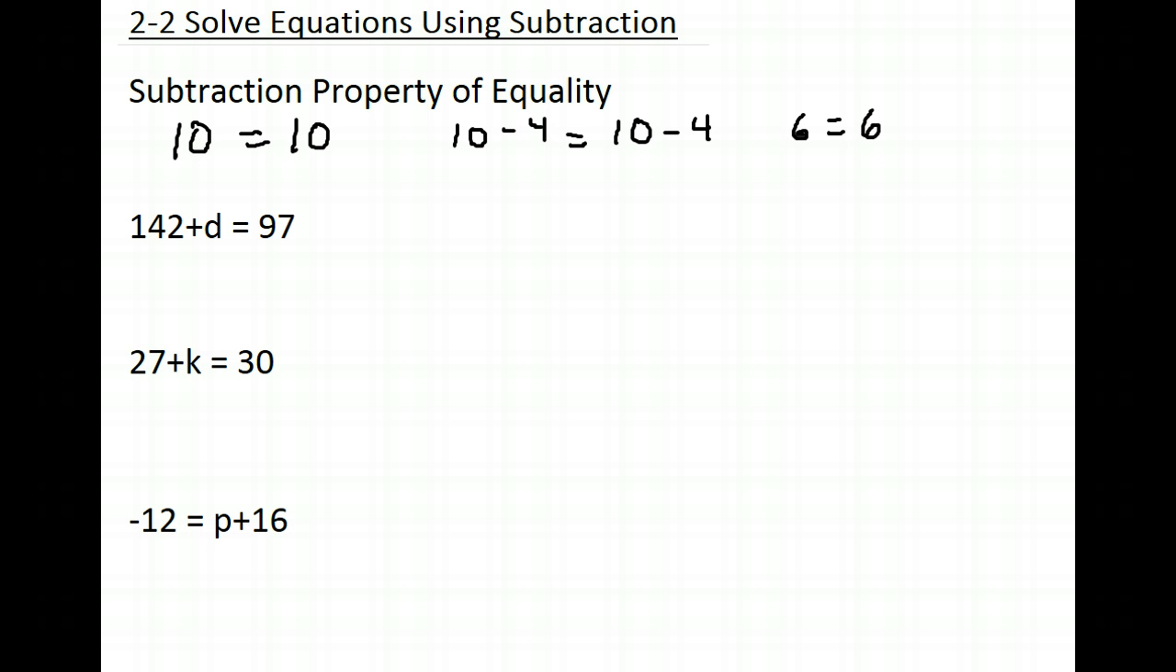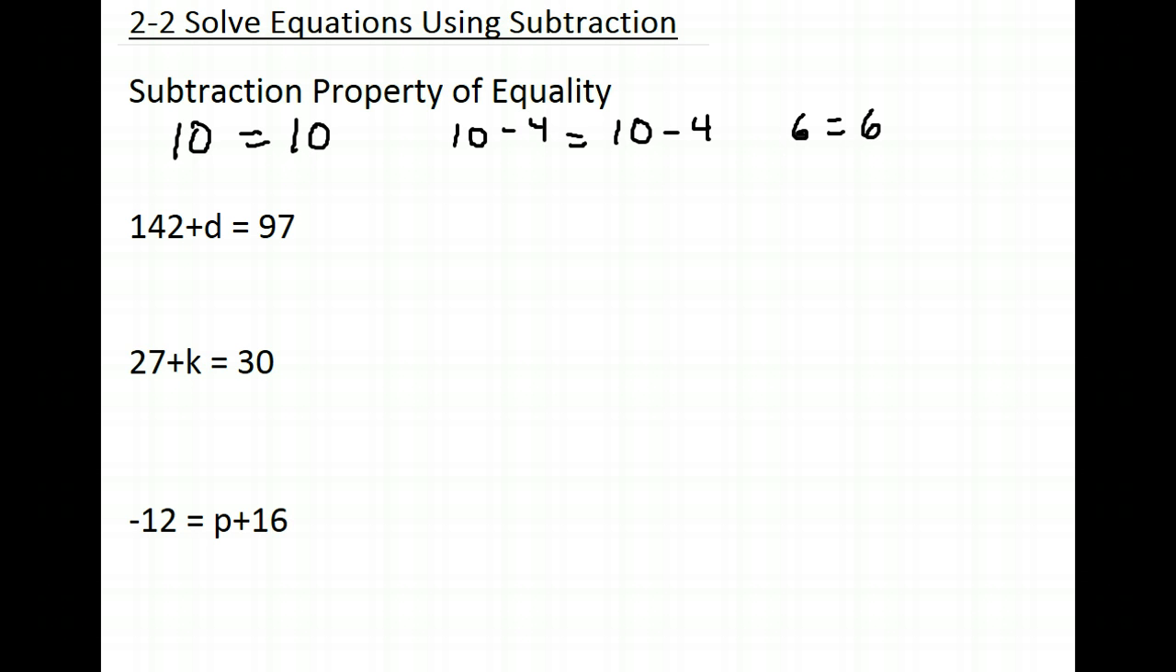We're on page 80, and we're going to solve for a variable. The first one we have is 142 plus d equals 97. So what we're looking for here is what do we need to add or subtract to get 97. We want to get this d by itself. So we have a positive 142, so we need to take away 142 from each side to get that d by itself.